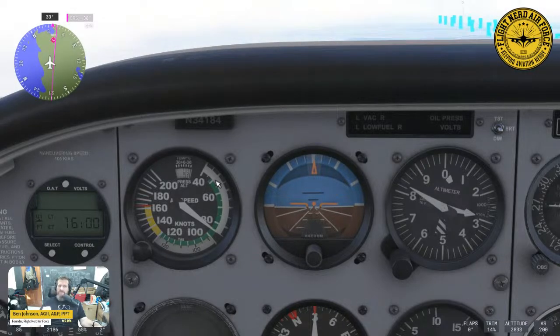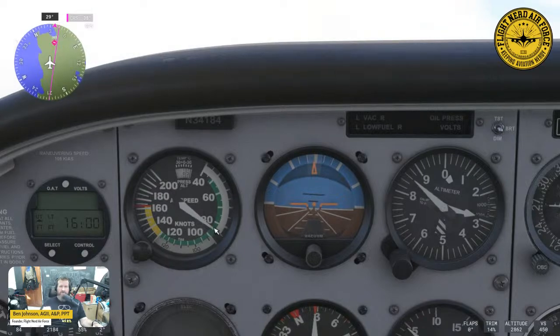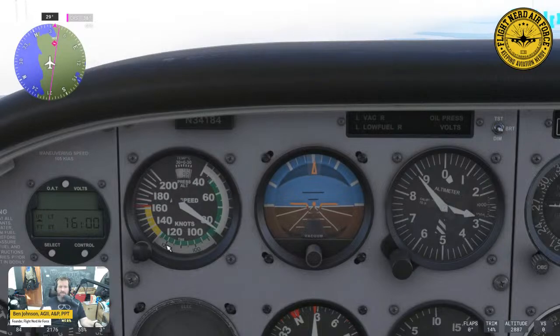But so the green arc, we can operate the aircraft with the flaps up safely inside this green arc right here. So yeah, we're way inside the green arc. Our flaps are up, so we are very much in the safe range for operating the plane. The top of the green arc is the top of the safe range for operating with flaps up.